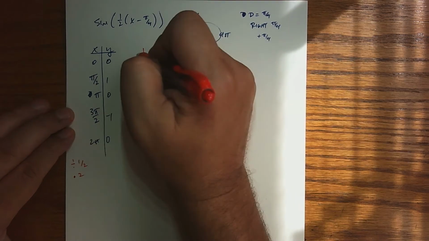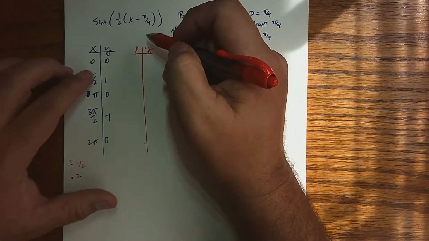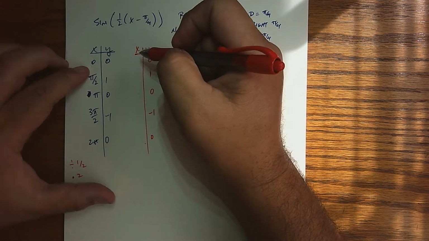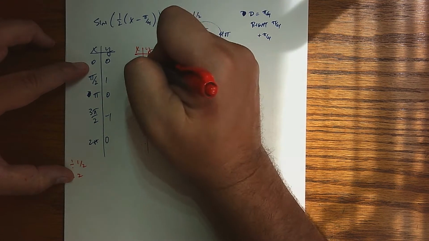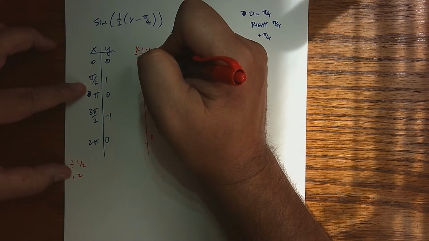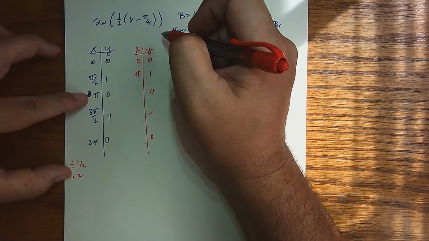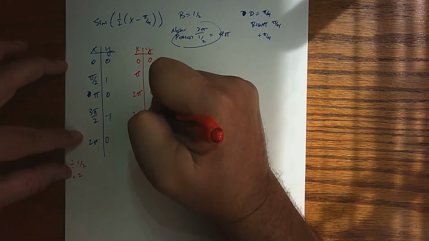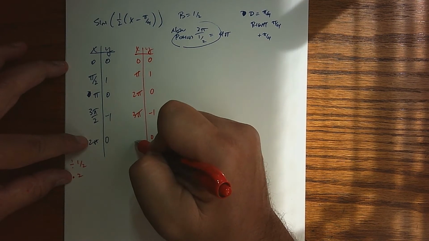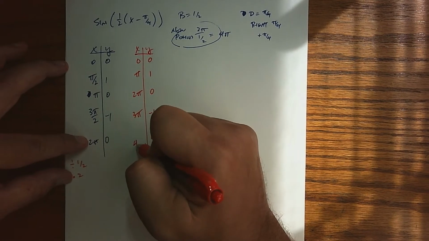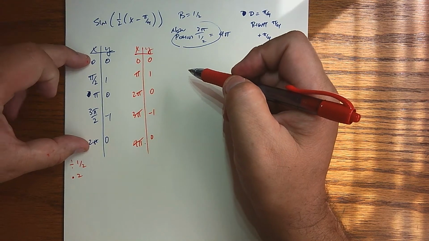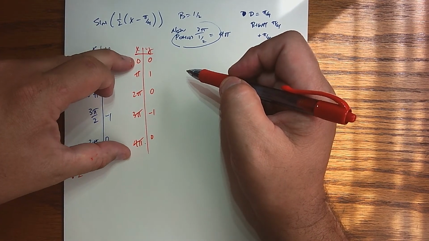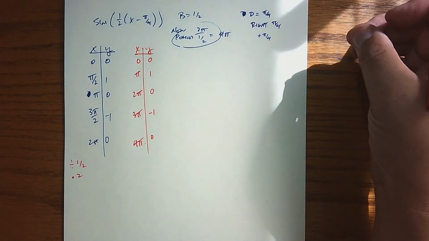So when I multiply everybody by 2, the y values are not being manipulated at all, but all the x values are being multiplied by 2. So 2 times 0 is 0. Pi over 2 times 2 is pi. Pi times 2 is 2 pi. 3 pi over 2 times 2 is 3 pi. And 2 pi times 2 is 4 pi. So again, you see, 0 to 2 pi was the normal period, but it's been stretched, 0 to 4 pi. So the graph has been stretched out.